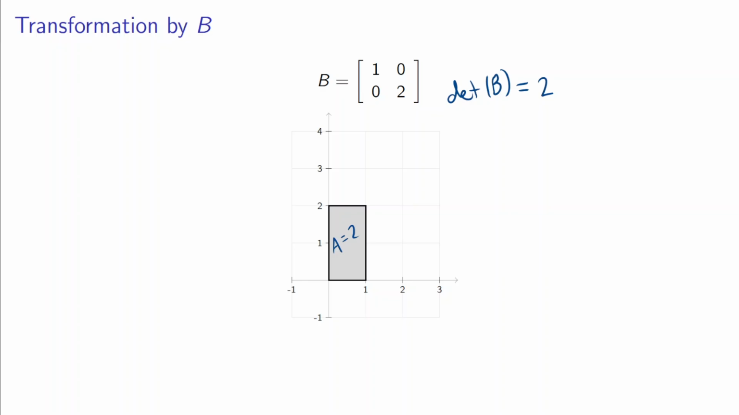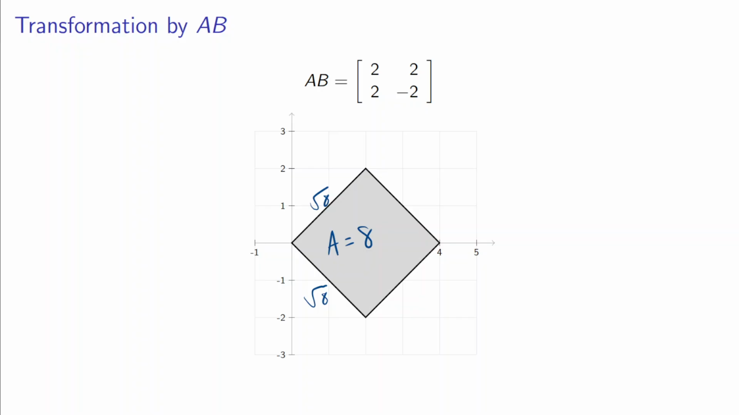Under B, we scaled it by 2. So if we're looking at AB, first we're scaling by 2, and then we're scaling by 4. So overall, we're scaling by 2 times 4, which is 8. And we can see that that's what happens here. The determinant of this AB matrix we could compute. It would be 2 times -2 minus 2 times 2. So we get -4 minus 4, and we get -8.